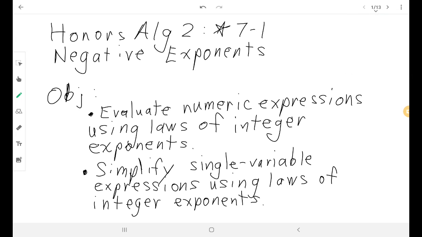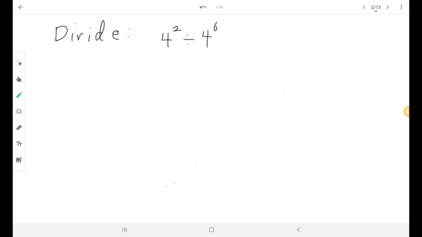Today we're going to talk about the Honors Algebra 2 Edgenuity section 7-1 called Negative Exponents. We have two objectives for this section. The first is to evaluate numeric expressions using the laws of integer exponents. And the second is to simplify single variable expressions using the laws of integer exponents. So everything we're going to do today deals with the laws of integer exponents, so I'll be talking about that fairly extensively.